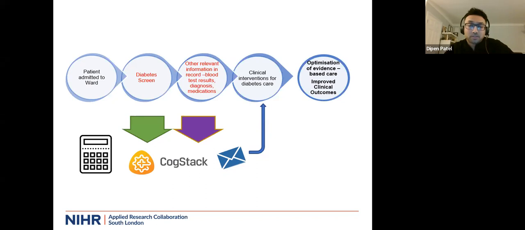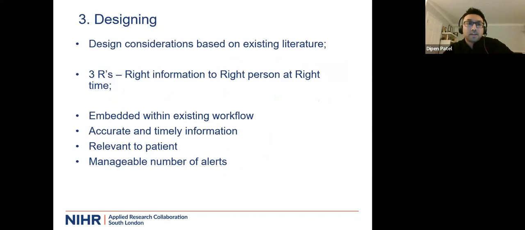So in terms of the design considerations, there were three key principles here, three R's. That is that the right information is sent to the right person at the right time. It's embedded within workflows. There's accurate and timely information. It's relevant to the patient, and that there's a manageable number of alerts so as to reduce clinicians being bombarded with too much information. Next slide.